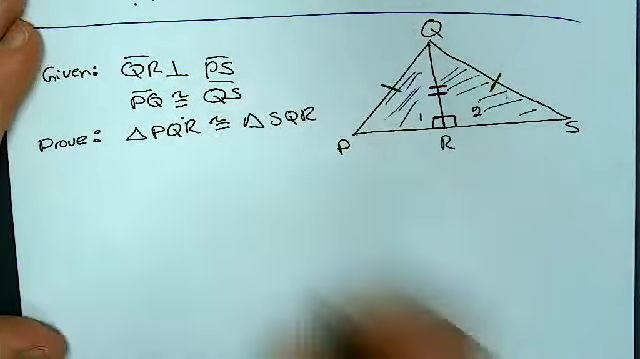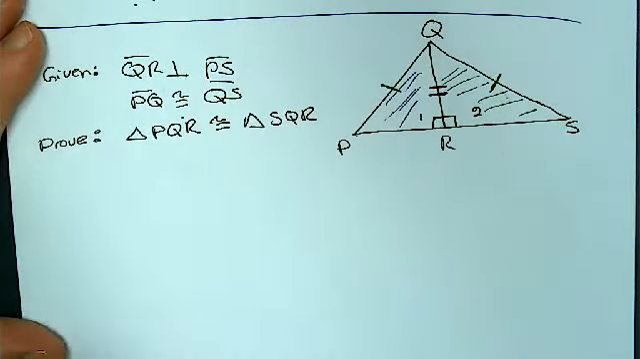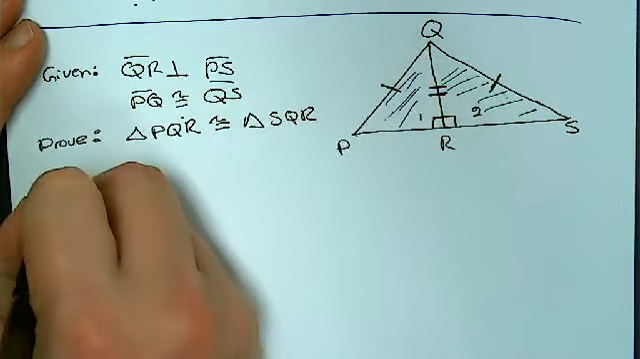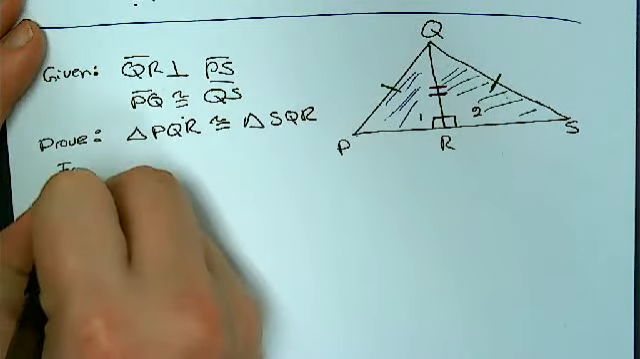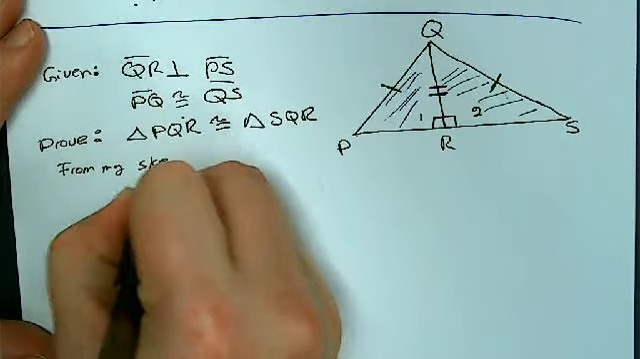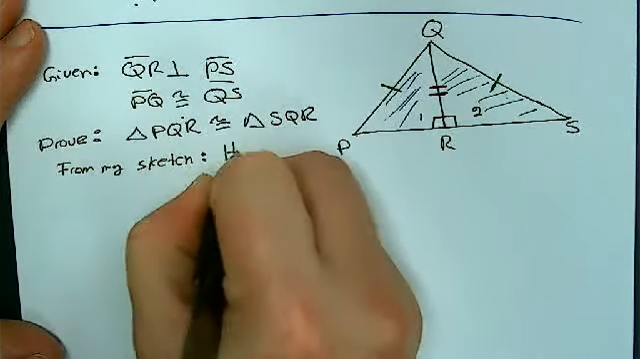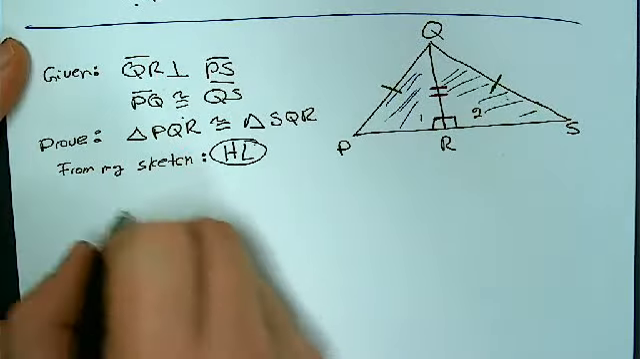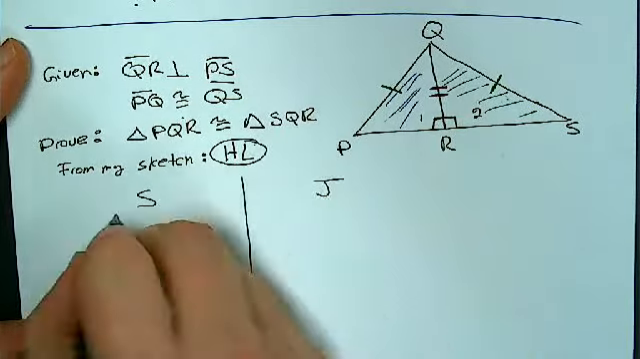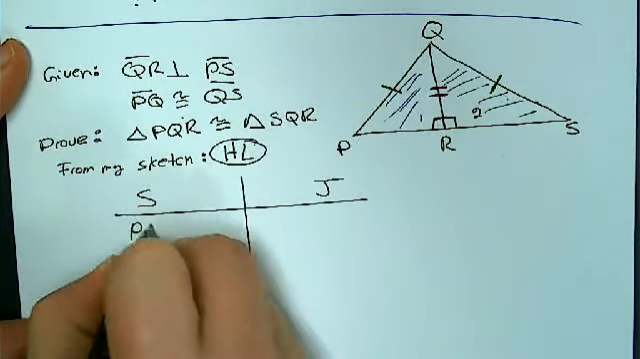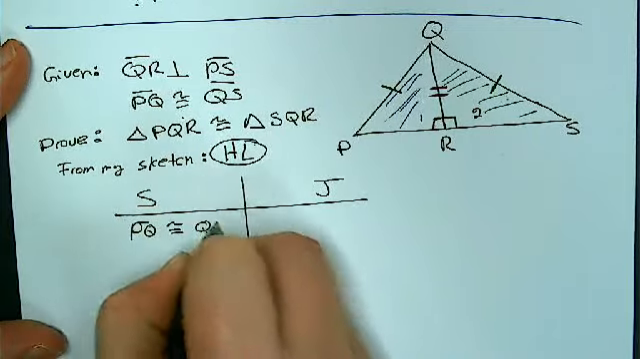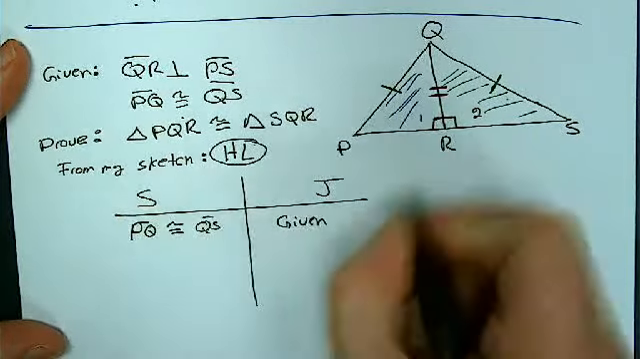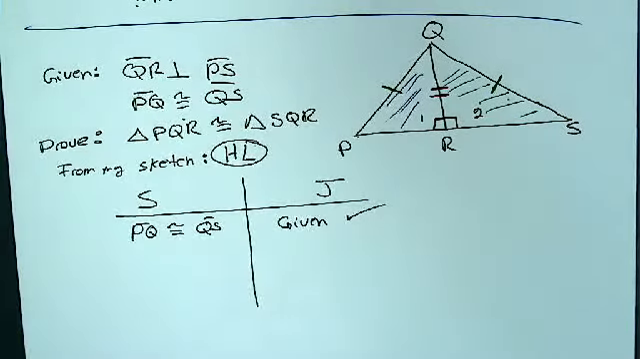So now we can go ahead and, now that we know our plan, we know what theorem we're going to use, I'll even make a note to myself from my sketch. I'm going to use the hypotenuse leg as my theorem. So we can go ahead and say, all right, statements and justifications. I'll write this given first. PQ is congruent to QS as given. I'm going to write that first so that that's one of my check marks, one of my three marks.